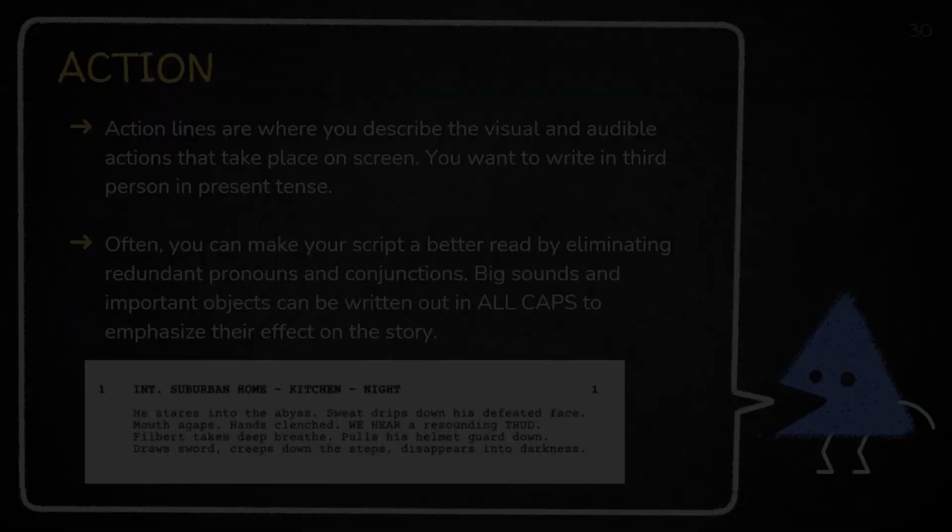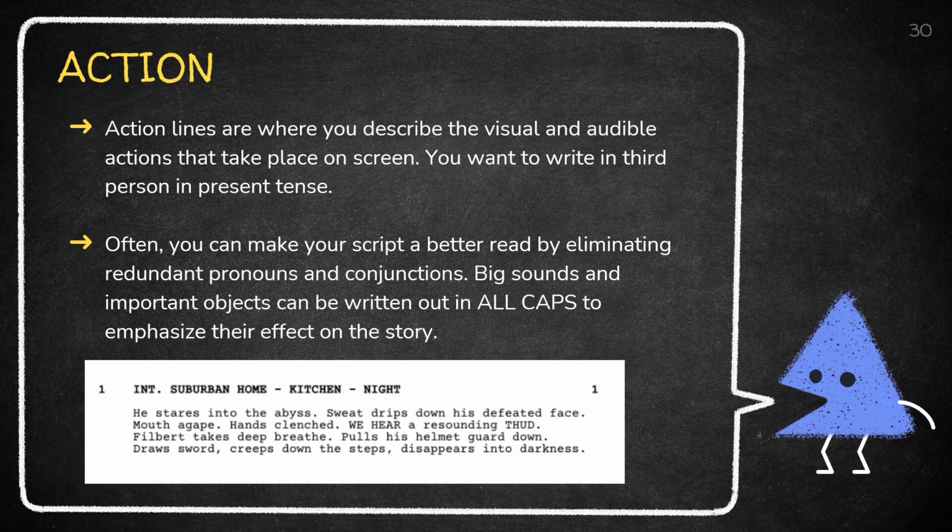And the next is action. Action lines are where you describe the visual and audible actions that take place on screen. You want to write in third person, present tense. Often you can make your script a better read by eliminating redundant pronouns and conjunctions. Big sounds and important objects can be written in all caps to emphasize their effect on the story. As you can see, we hear a resounding THUD. A thud is an indication that while filming there should be a sound effect, as it is written in the script.